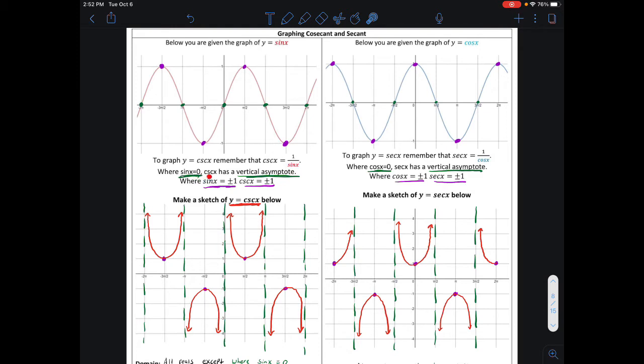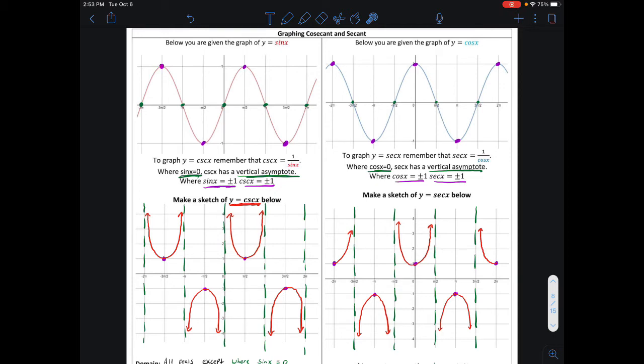Everywhere that sine equals 0, cosecant is going to be undefined, meaning it has a vertical asymptote. So on this sine wave that I already have plotted here, everywhere it crosses the x-axis or intersects its midline, its cosecant will be undefined. So at -2 pi, -pi, 0, pi, and 2 pi, cosecant has vertical asymptotes. I also know that wherever sine of x is equal to positive or -1, cosecant of x is also going to share that point because the reciprocal of +1 is +1 and the reciprocal of -1 is -1.